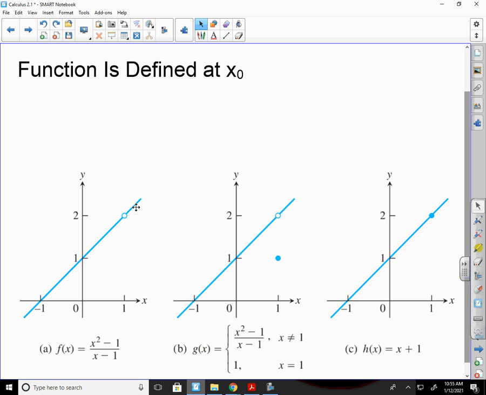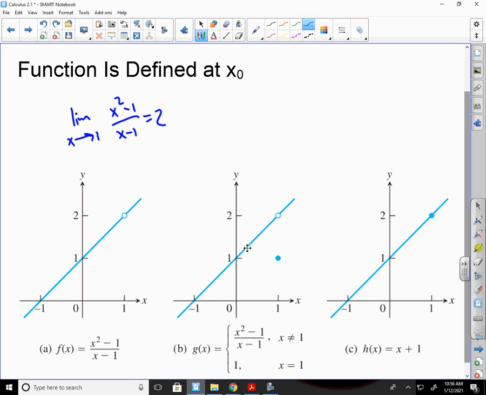So our limit as x approaches 1 of our function, x squared minus 1 over x minus 1, is equal to 2 in this case, because it's getting closer and closer to 2. As x gets closer to 1, the y gets closer to 2.